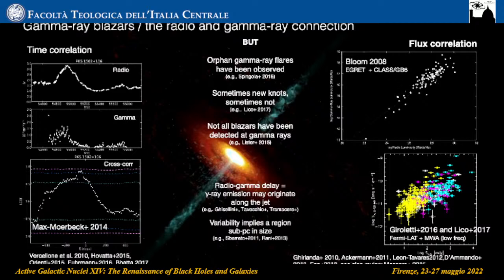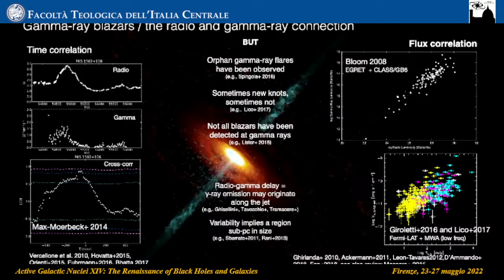And this has been interpreted as the gamma ray flare happening in the very innermost region of the AGN, like within the broad line region, and so that is an optically thick region to the radio wavelengths. Sometimes you observe at the radio wavelengths knots, so shocks moving along the jet. Sometimes there aren't. And the most puzzling part is that not all blazars have been detected at gamma rays, so why is that? So instead, when we do observe a radio-delayed flare with respect to the gamma ray, this means that the gamma ray emission originates along the jet. And just simple causality arguments from the gamma ray variability imply very compact regions for the gamma ray emission, so parsec or sub-parsecs in size.